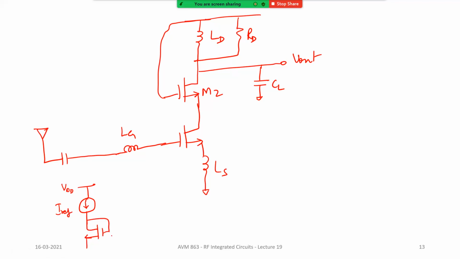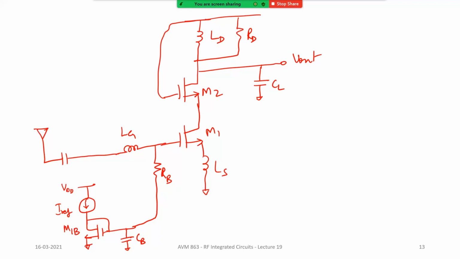You have a diode connected transistor. You put a capacitor here to make sure that this is an AC ground, and you have a large resistor, let's call it RB. Okay. And this large resistor is basically going to bias your transistor. Okay. So this node is ground. All right. So M1, let me call this as M1B, which is a scaled version of this transistor M1.